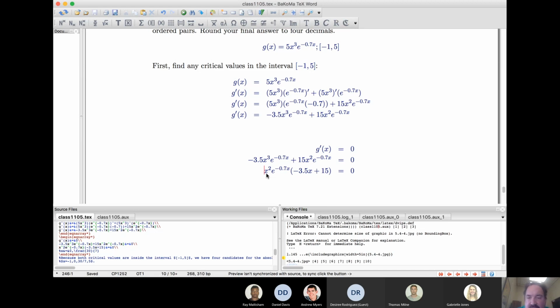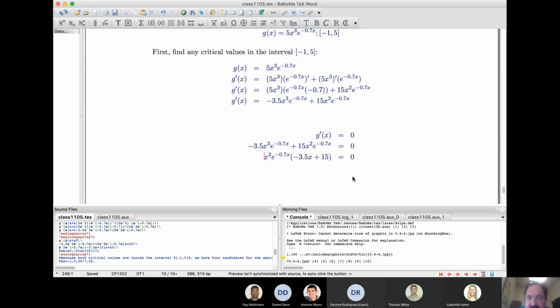So now we need to see where any of these factors are equal to 0. Now, this part, remember, the exponential function is never 0, so you can forget that. Here we have x squared, so that'll be 0 when x is 0, so that's one critical value. And then you set this equal to 0 also, and setting this equal to 0 gives us 30 over 7. So these are two critical values.